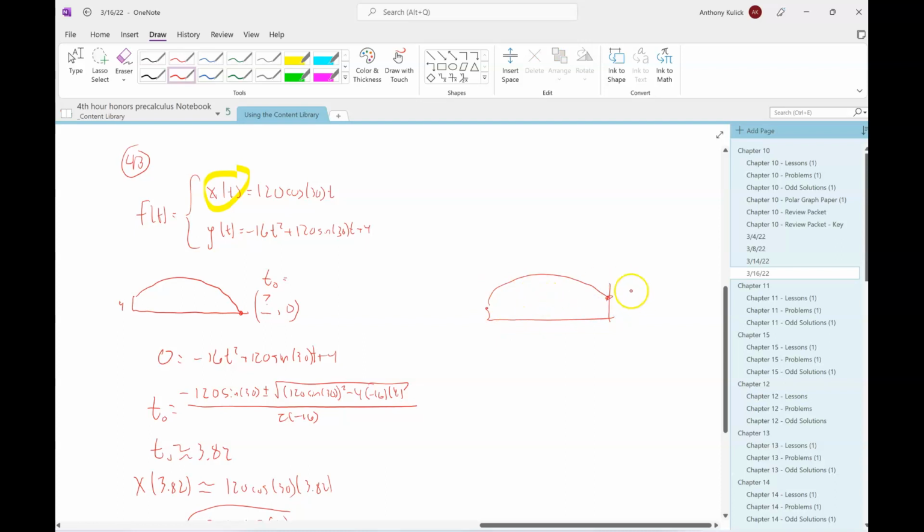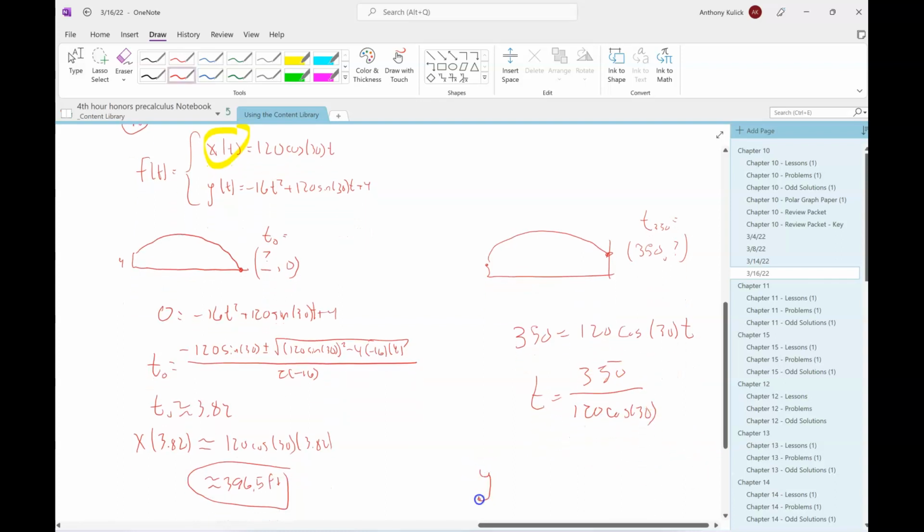So again, this is what we're doing, right? We need the t when x is 350. Oh, so it'd be 350 equals. Oh, I get it now. And then you solve with the quadratic formula, take the absolute value, and then we'll just do y of that, whatever that number is.